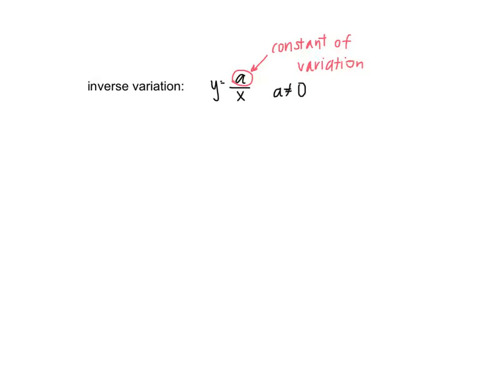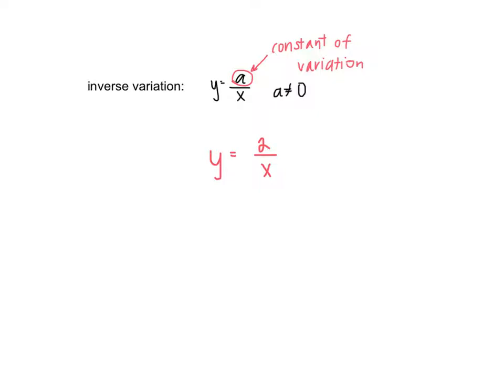So, an equation that has inverse variation, or is classified as inversely varying, takes the form of y equals a over x, in which a is our constant of variation and is not zero. For example, we could have y equals 2 over x. This would vary inversely.